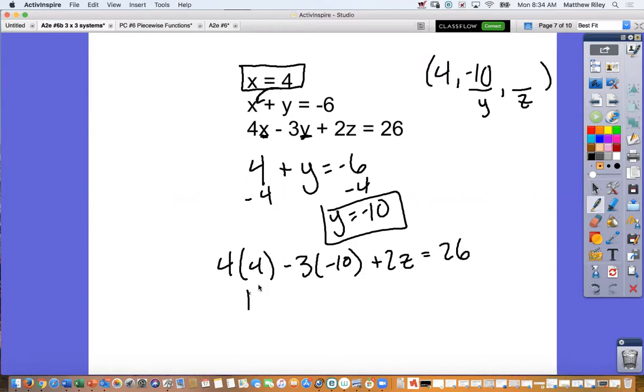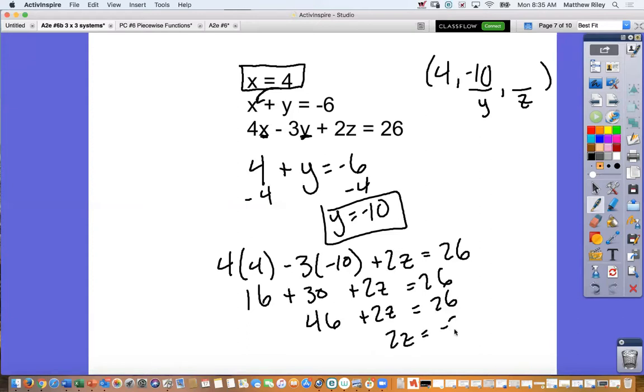So 4 times 4 is 16, plus 30, plus 2z equals 26. 46 plus 2z equals 26. Subtract 46 from both sides. And z divided by 2, z is also -10. Remember, your answer needs to be written as an ordered triple.